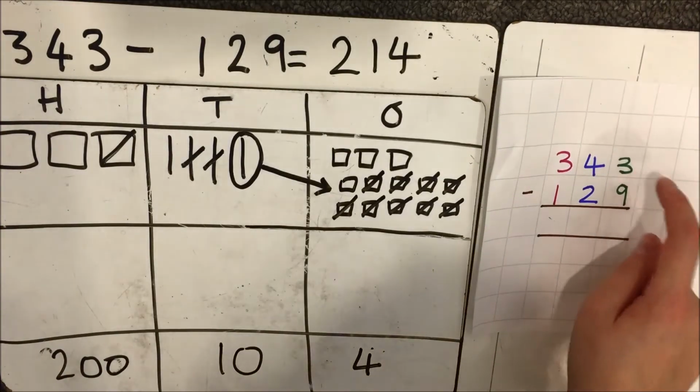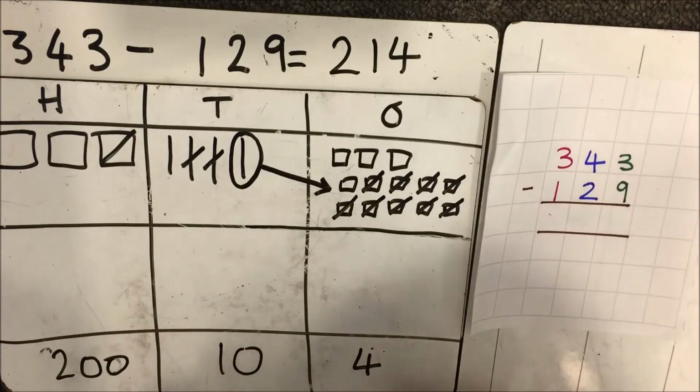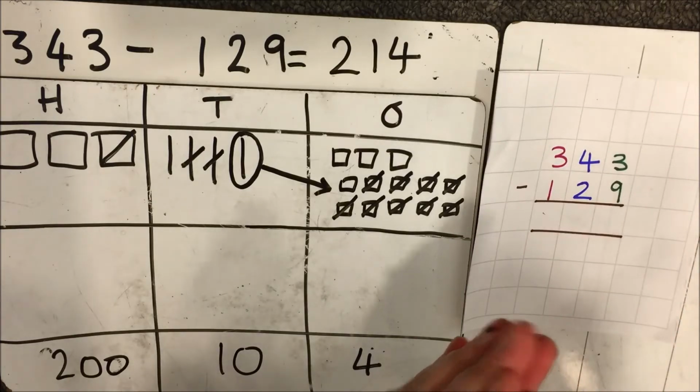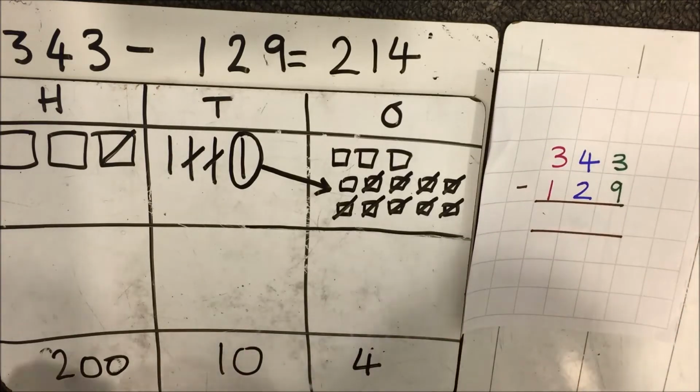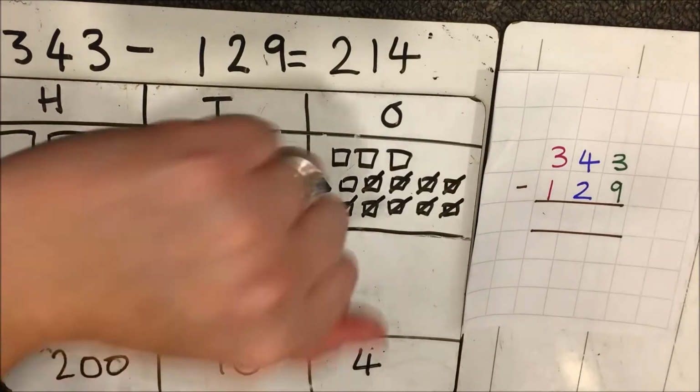So I've got 3 take away 9. We said we couldn't do that. So these little ones have to knock on the tens door. Do it with me. Please, can I borrow a 10? And they say, yes, you can. How are we going to show that the 10 has been changed into the ones and moved?